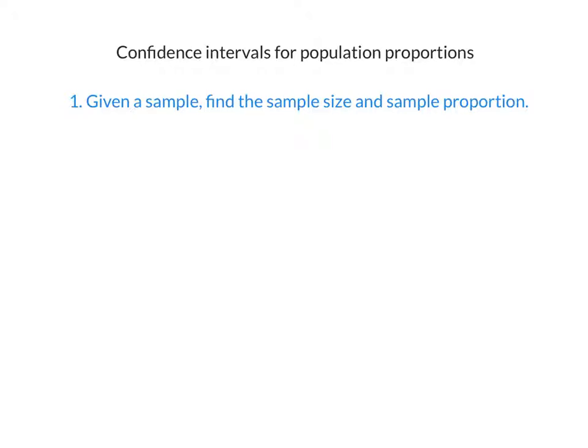Step 1 will be to find the sample size and the sample proportion. Our sample size here will be n, and our sample proportion is going to be p hat. Now, finding p hat can be a little bit tricky, but you just look at the proportion in question. So you have x over your sample size, which will usually be p hat. Those are the first two things you need to do.